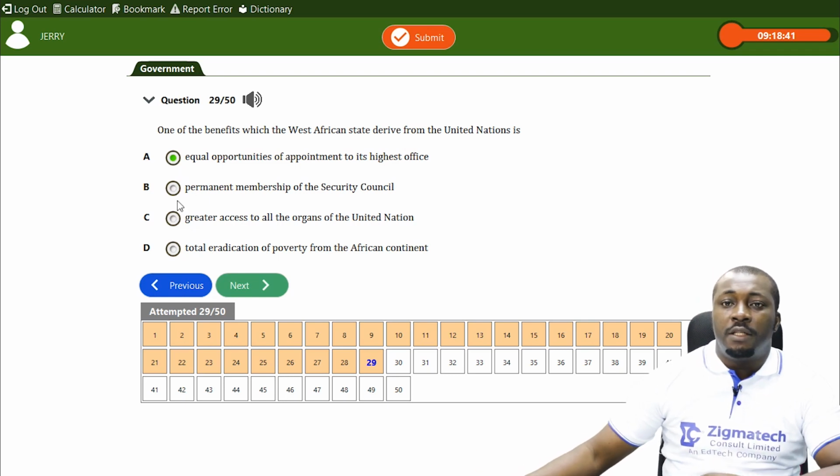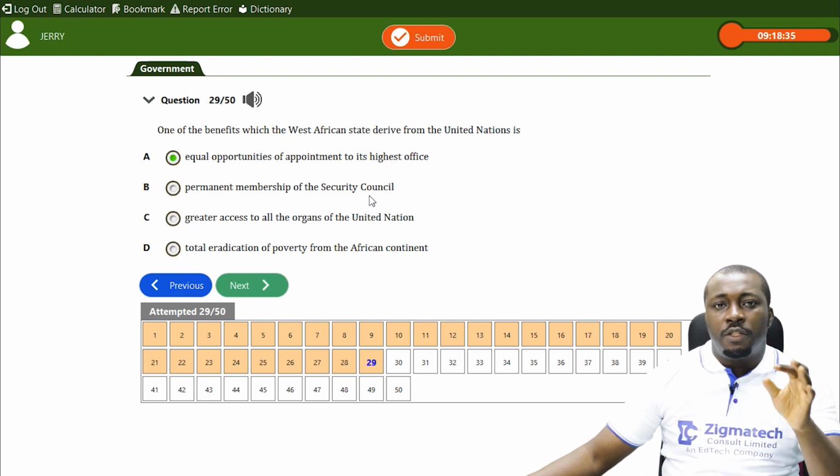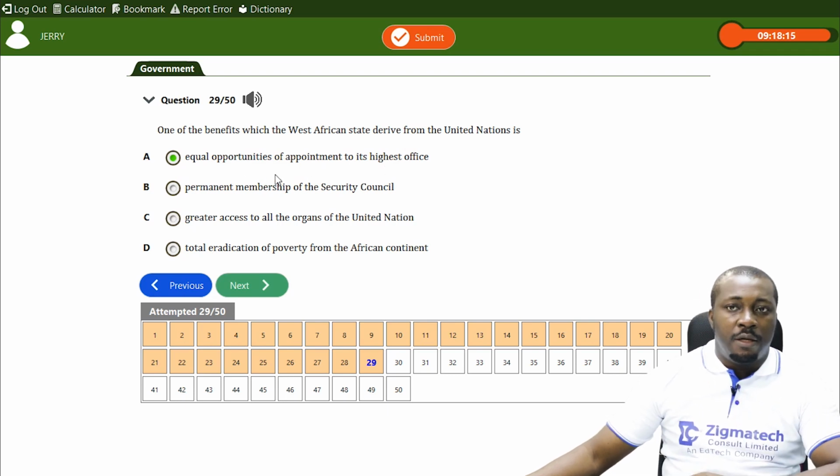Now, of course, we have 5 permanent members of the Security Council. That is, we talk about US, Russia, France, China, and United Kingdom, Britain. So these are the 5 permanent members. So Nigeria can't talk about being a permanent member. Greater access to all the organs of the United Nations. Okay, but the main one is equal opportunity. Nigeria has equal opportunities with other countries in this A.